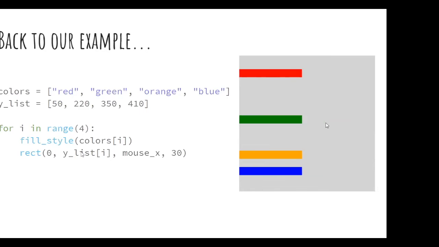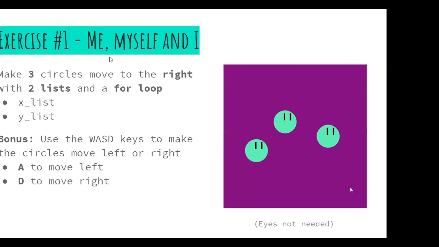Okay, so we have our first exercise over here. It's quite similar to what we have learned so far. So the question is: make three circles that move to the right with two lists and a for loop. So it will have an x_list and a y_list. You can use the WASD keys to make the circles move left or right. So try this exercise.